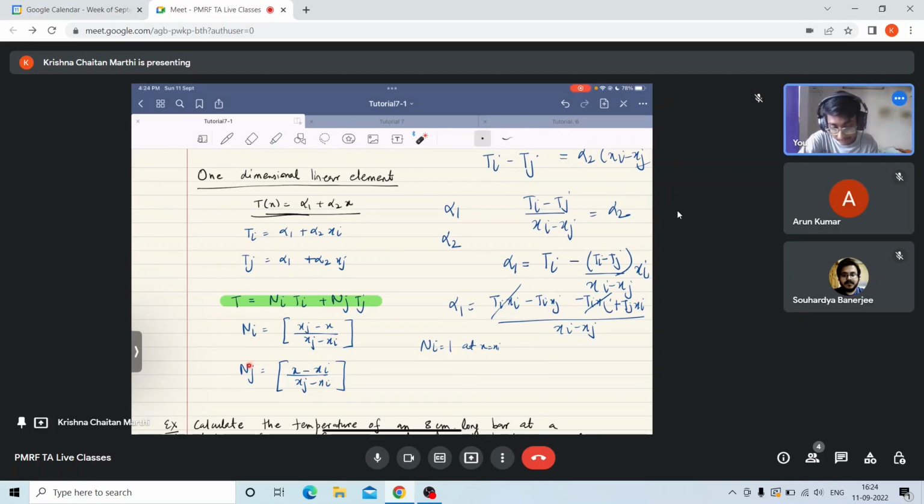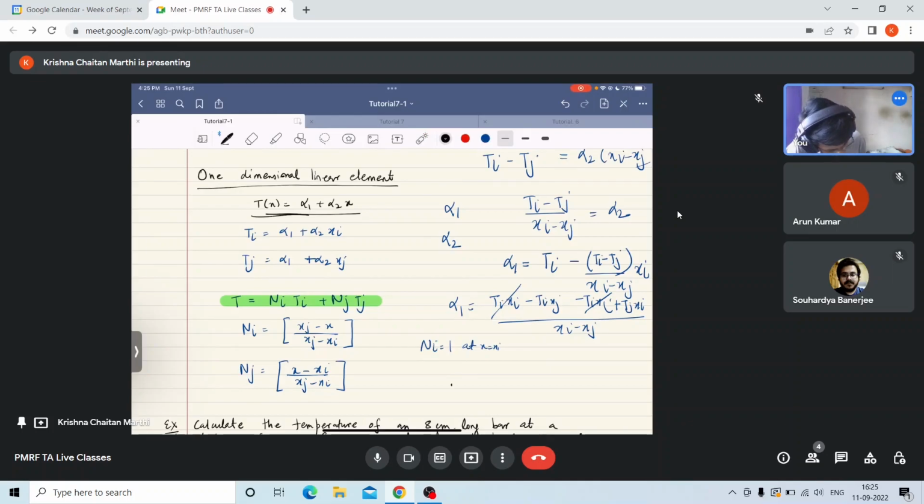Okay, so my Ni is xj minus x divided by xj minus xi, and similarly my Nj will be x minus xi divided by xj minus xi. Here also the summation of Ni and Nj will be 1. One more interesting point is, at x equal to xi, the value of Ni will be 1 but Nj will be 0. And similarly at x equal to xj, my Nj will be 1 but my Ni will be 0.